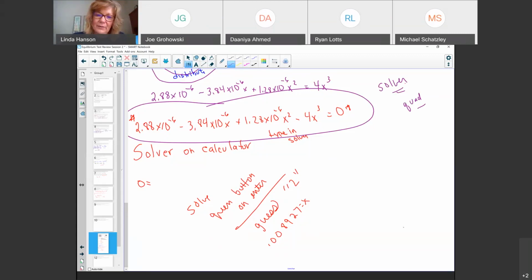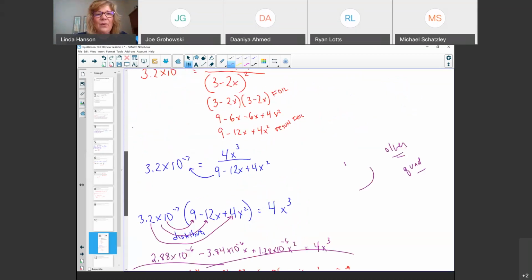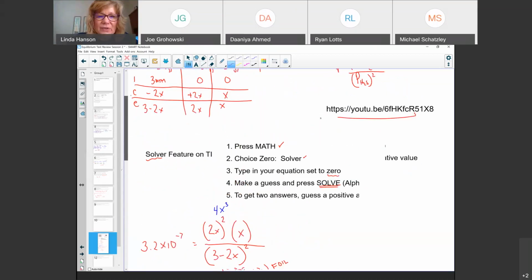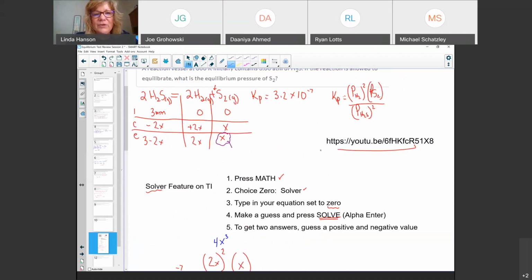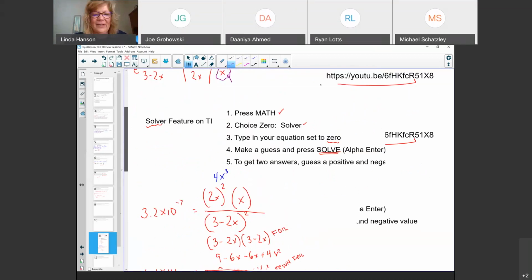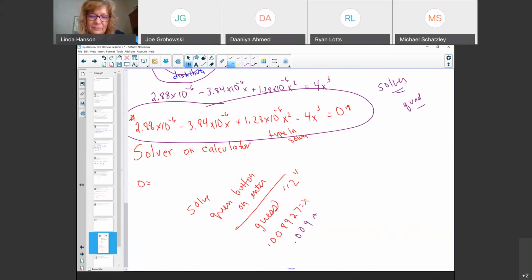Now, when I solved, it came out to be 0.00927. I would end up using somewhere around 0.009 as the value of x. And just to bring it back to the overall question, that's what we were solving for, the partial pressure of S2 at equilibrium. So when I solved for x, that was my final answer.